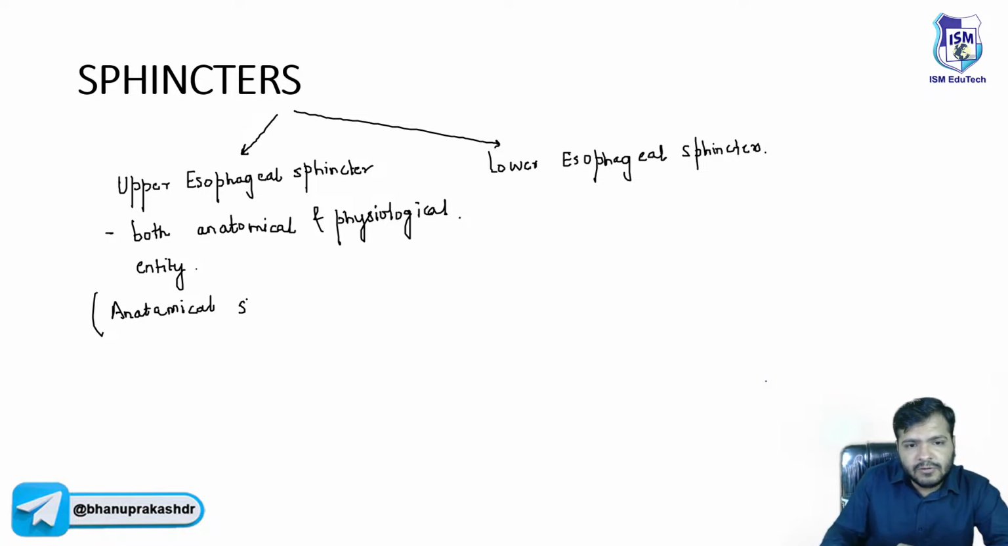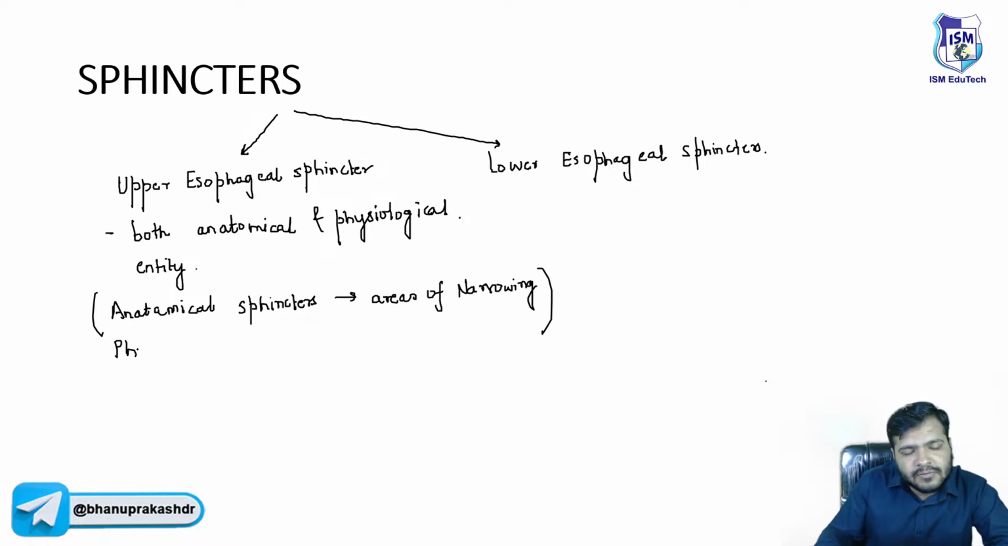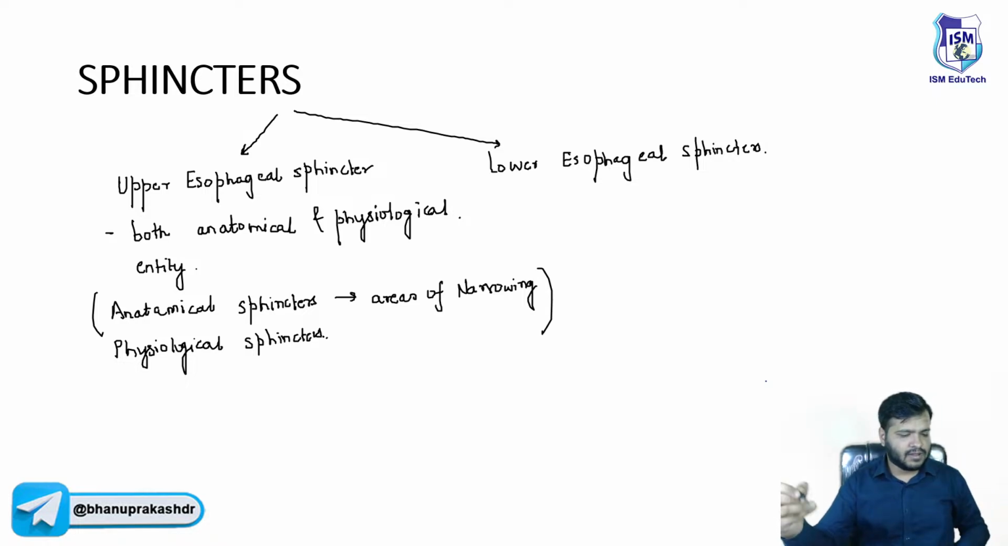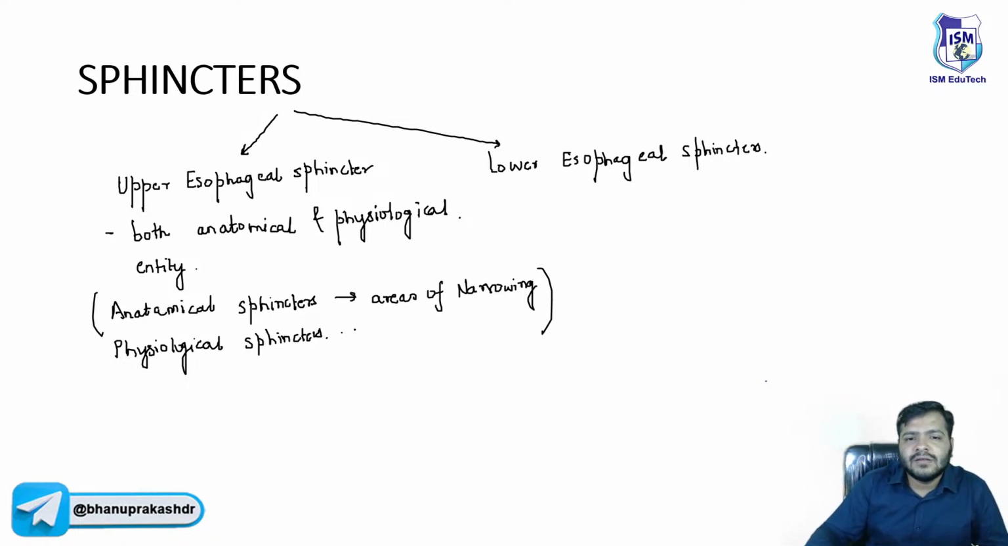Anatomical sphincters are areas of narrowing, because of circular muscles. Very good, Anushka. Yes, constriction. Very good, Varun Kashyap. And physiological sphincters are areas of high pressure. Areas of high pressure. Very good.